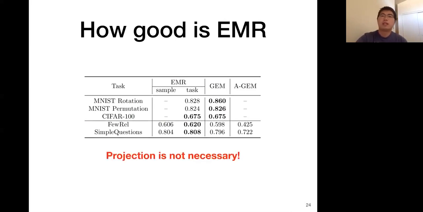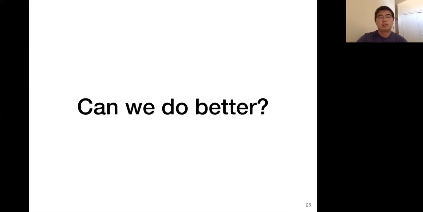So we can see that the projection is actually not necessary for our lifelong relation extraction task. AGEM actually performs much worse than the simple baseline that does not use the projection. The question is, can we do better than the simple baseline?